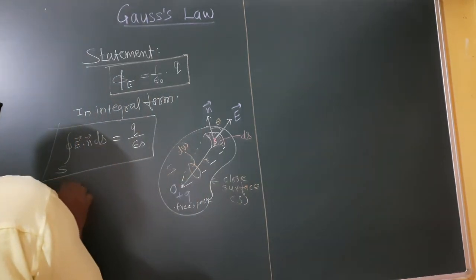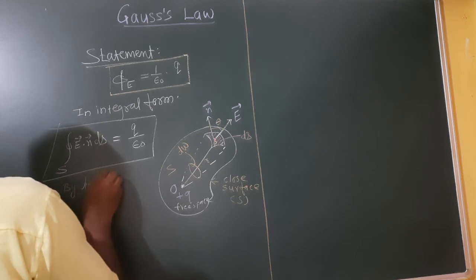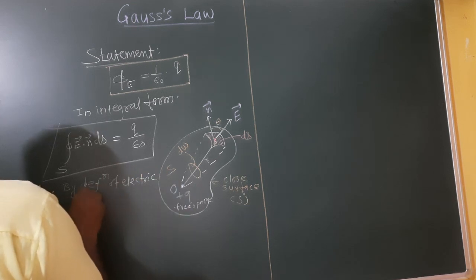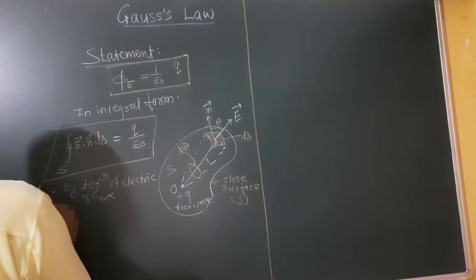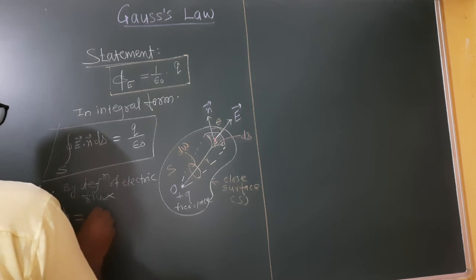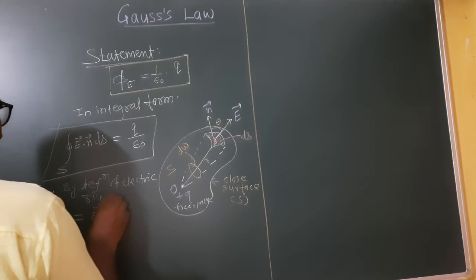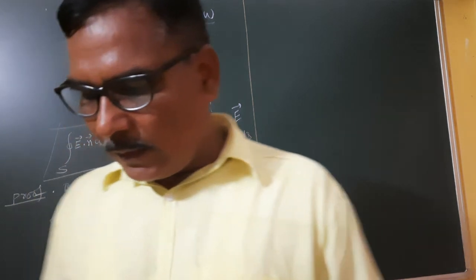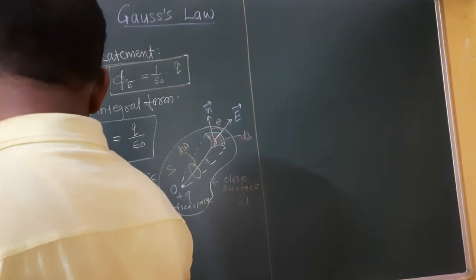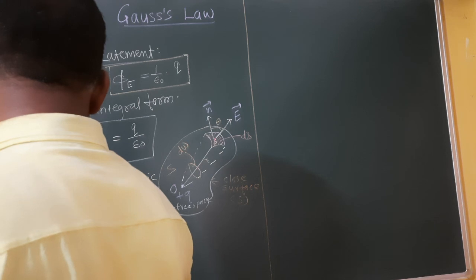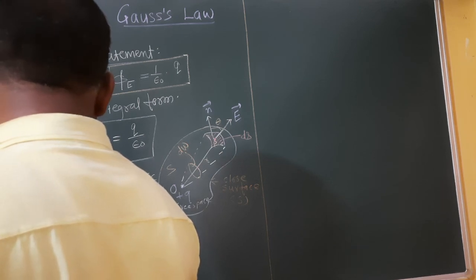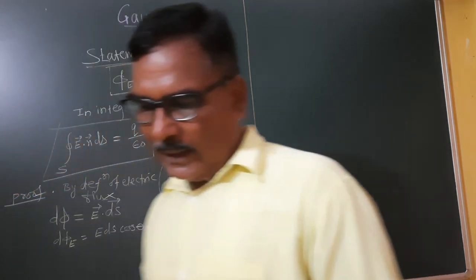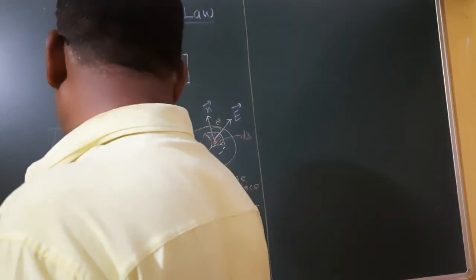What is the definition of electric flux? d phi is equal to E bar dot ds bar. What is the dot product of A dot B? It is AB cos theta. Then the electric flux d phi E is equal to E ds cos theta. Here E is the electric field intensity. This is equation number 1.